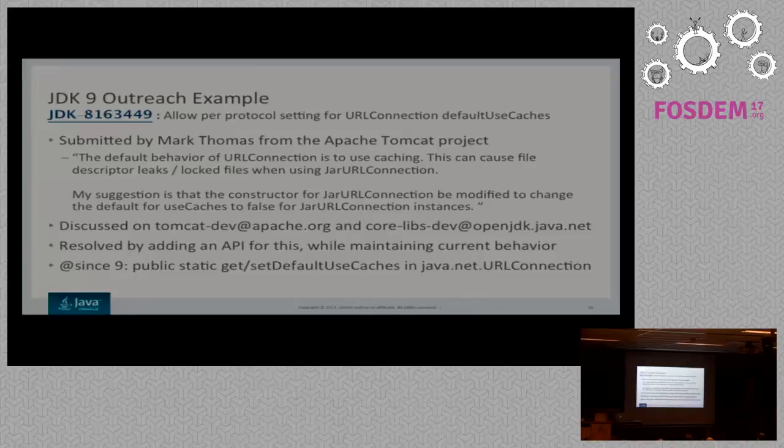There was a discussion first between us, where we tried to figure out if this is something we can resolve between us already. Then the discussion upon a suggestion was carried over to the core-libs-dev mailing list in OpenJDK. And there, Mark and members of the JDK team discussed various ways to address the problem. It was finally resolved by adding an API for this by, I think, Michael McMahon, while maintaining the current behavior so that existing code that relies on this doesn't break. So there's a new API for this since Java 9. There is a get/setDefaultUseCaches in java.net.URLConnection.